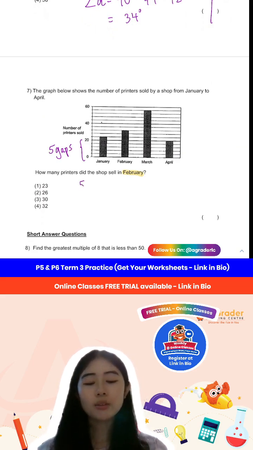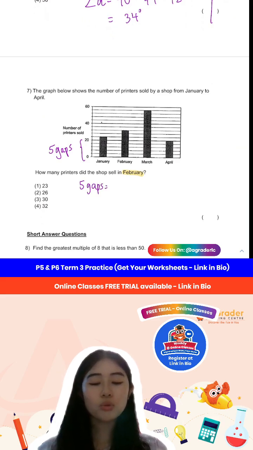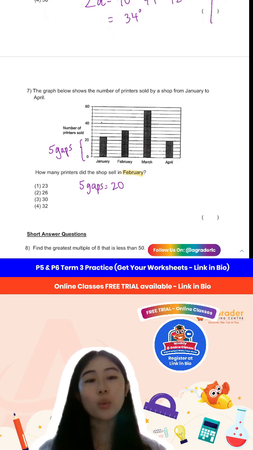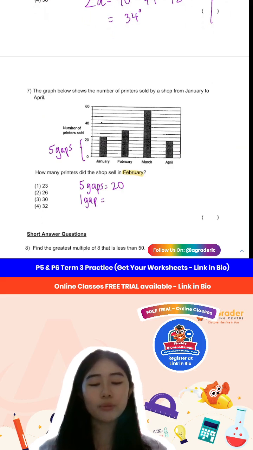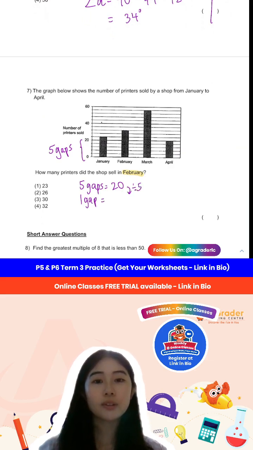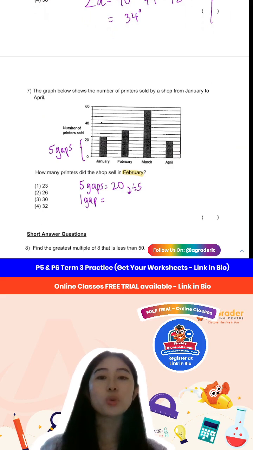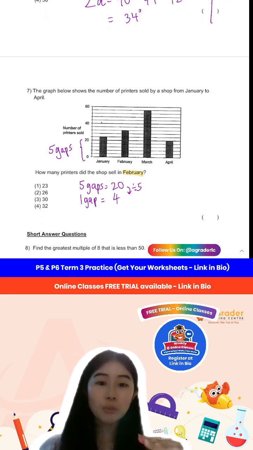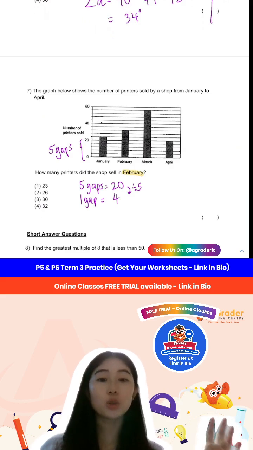So that means 5 gaps equals 20. From here you can find out what one gap represents. All you need to do is divide by 5. So 20 divided by 5 is 4. Each gap is 4. That means every time you go up to the next line, you need to plus 4.